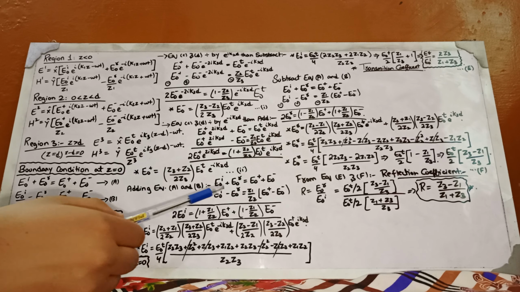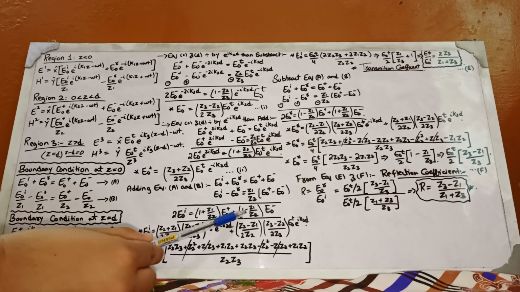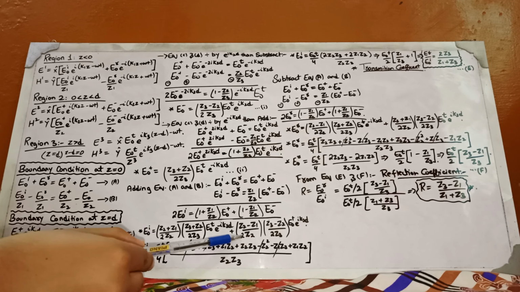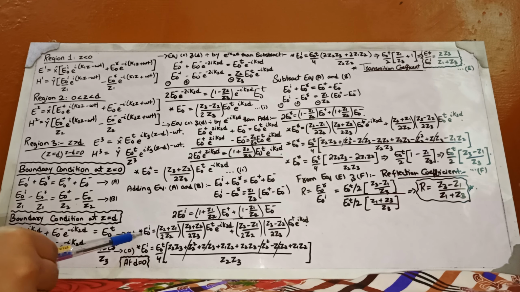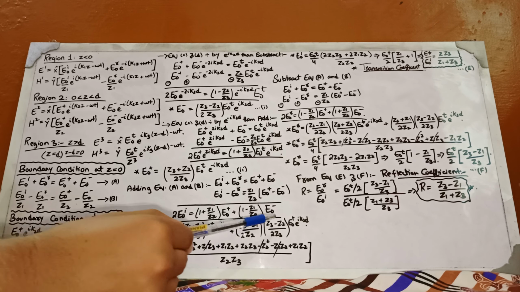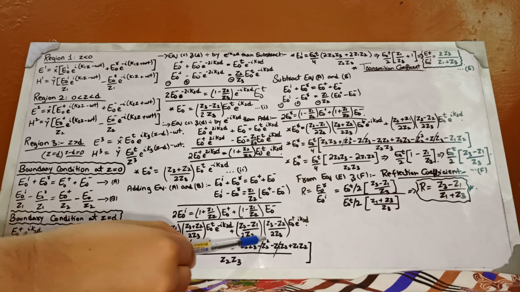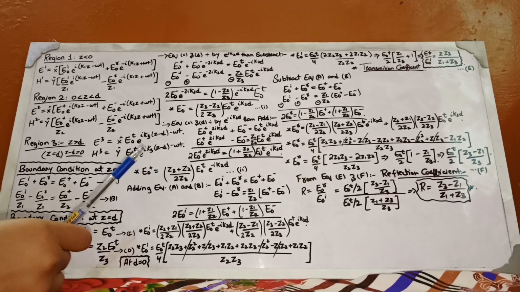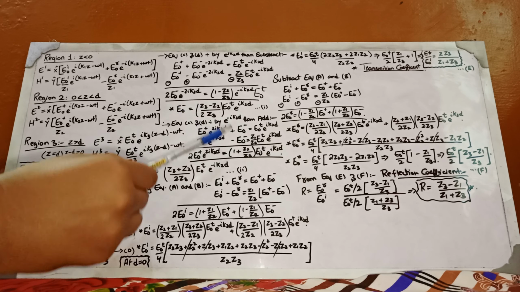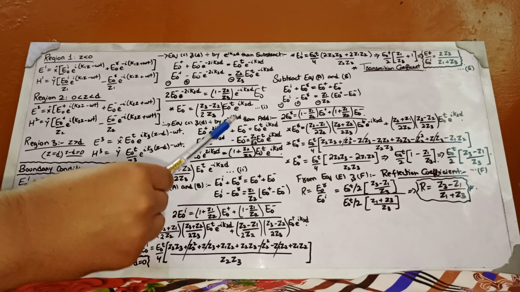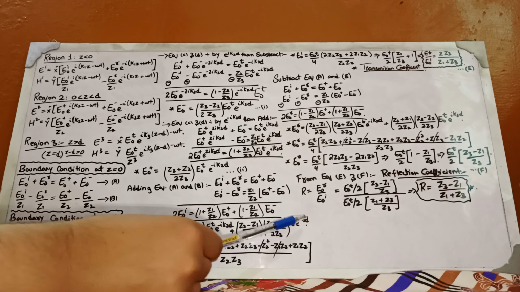Similarly, here you can see this value taking LCM becomes (Z2 minus Z1) divided by Z2, and this 2 comes from taking common, dividing on the other side. Here is E naught minus, you have to multiply with E naught minus, and here is the value of E naught minus. You can confirm from this: (Z3 minus Z2) divided by 2Z3, E naught T e power iota k d.